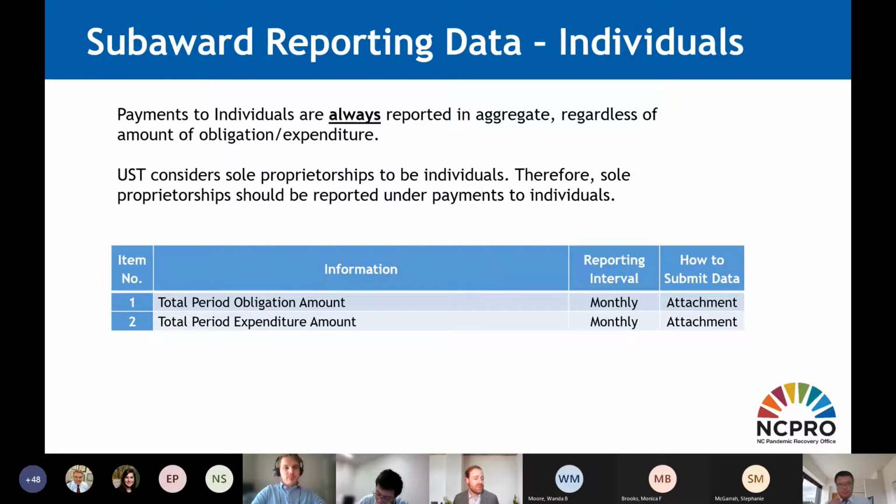And then finally, subaward reporting for individuals. Like I said, payments to individuals are always, always, always reported in aggregate, regardless of the amount that's been obligated or expended on those awards. Treasury considers sole proprietorships to be individuals, so this should be included in here. And then all that they need to know is the total period obligation amount and the expenditure amount.